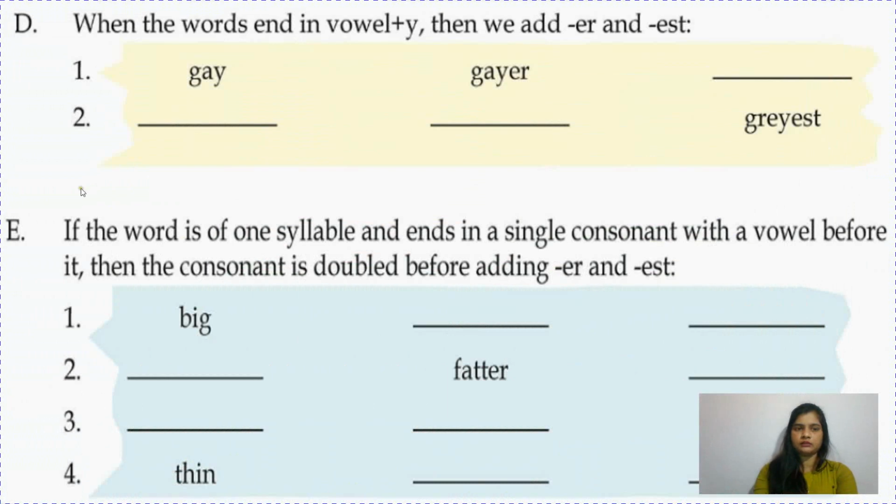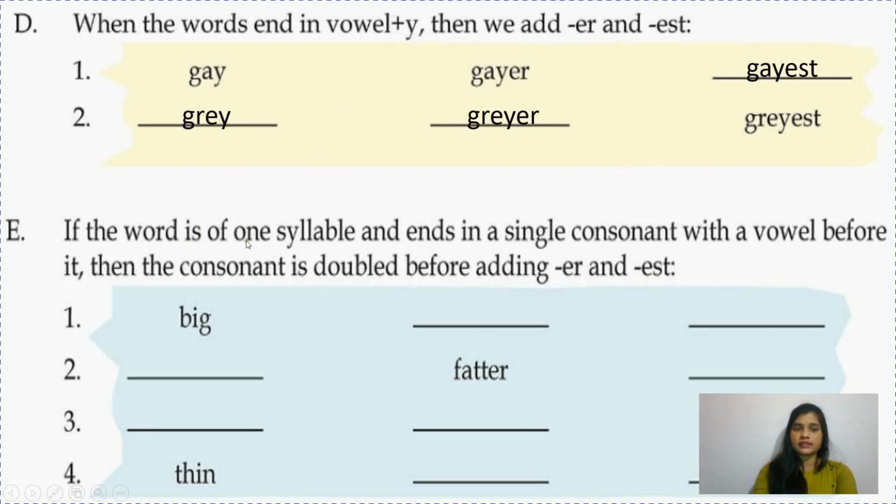Let's see D number. When the words end in vowel plus Y, then we add ER or EST. Simply you have to add ER or EST, like gay, gayer, gayest. Grey, greyer, greyest. Now let's see what is E number.